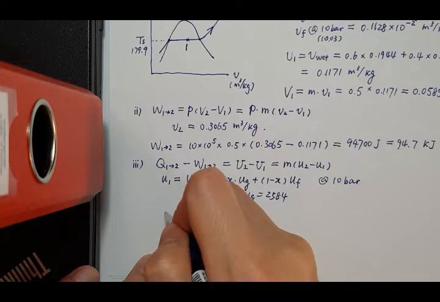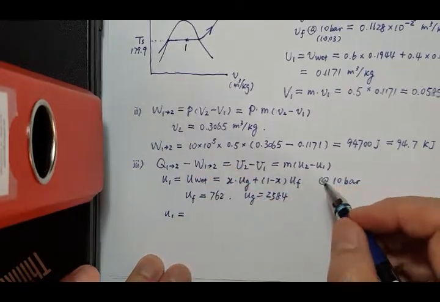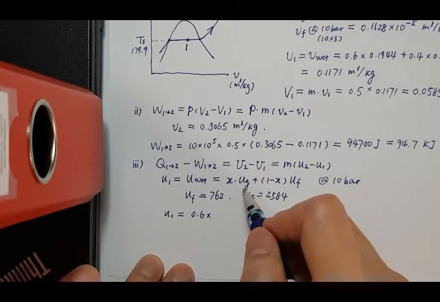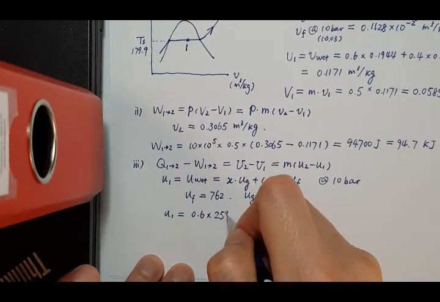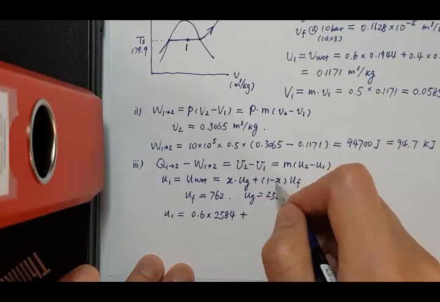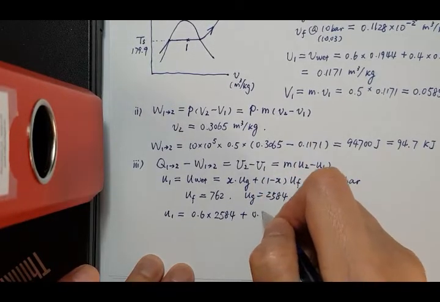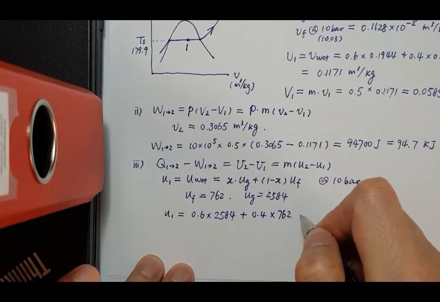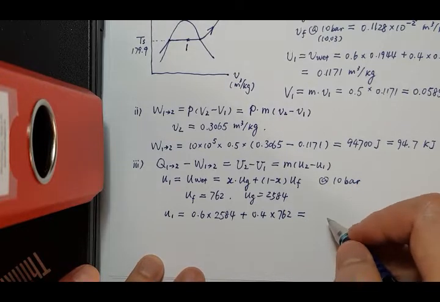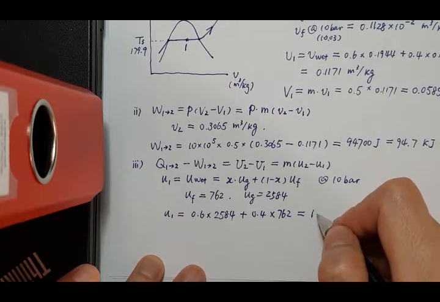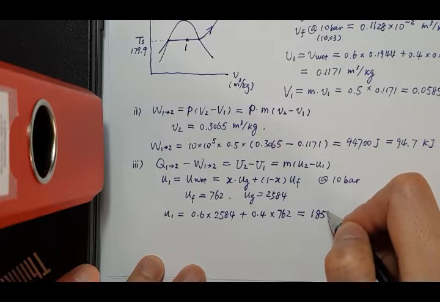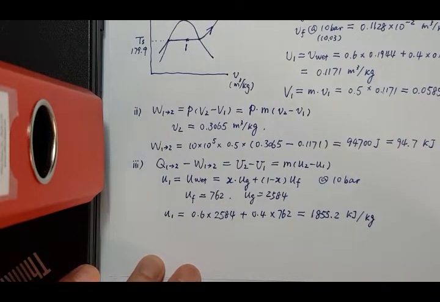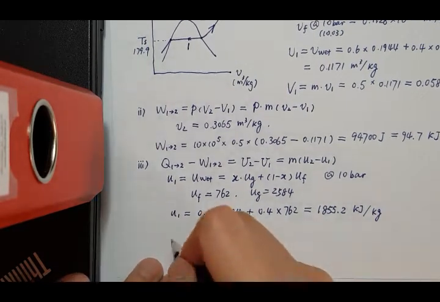Then we'll be able to calculate u1. With x the same, that's 0.6 times ug, 2584, plus 0.4 times uf, 762, which is equal to 1,845.2 kilojoule per kilogram. So that's u1. And also we need to find out u2.